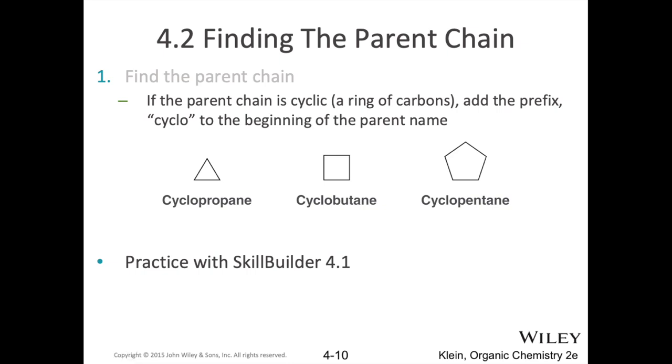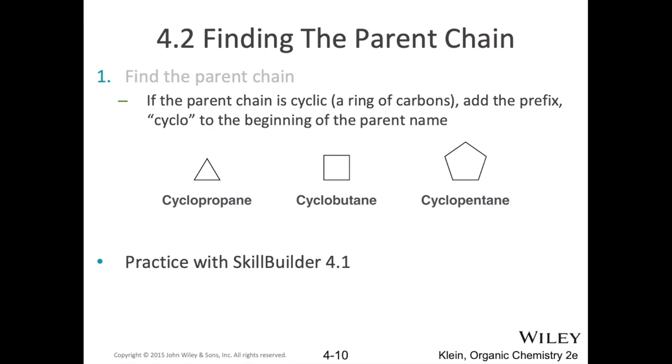Okay, now occasionally you can have a parent chain that loops in on itself. It forms a ring, or we call this a cyclic compound. All right, it forms a cycle. So we add the prefix cyclo, but we still keep the same naming convention. We take the number of carbons that are in our ring and add ane to that prefix. Sorry, to that suffix.